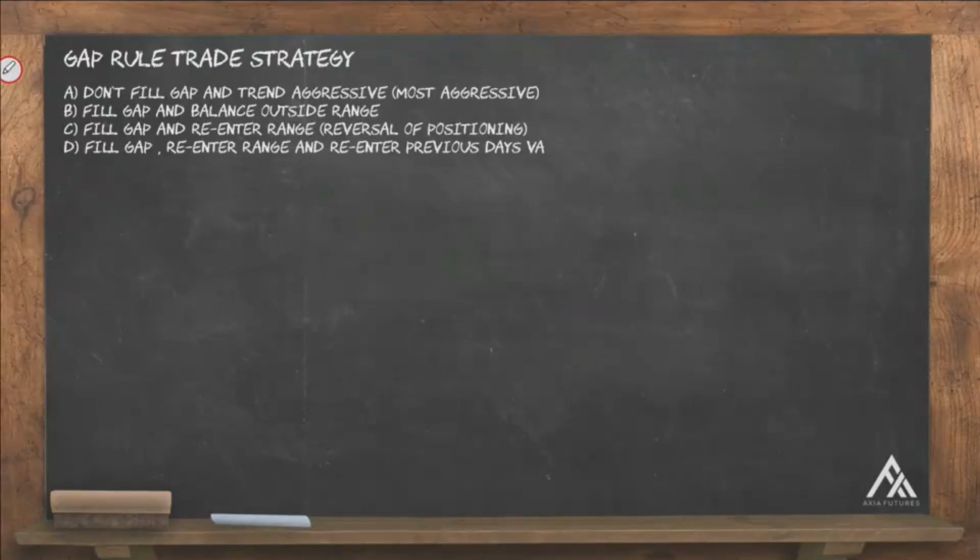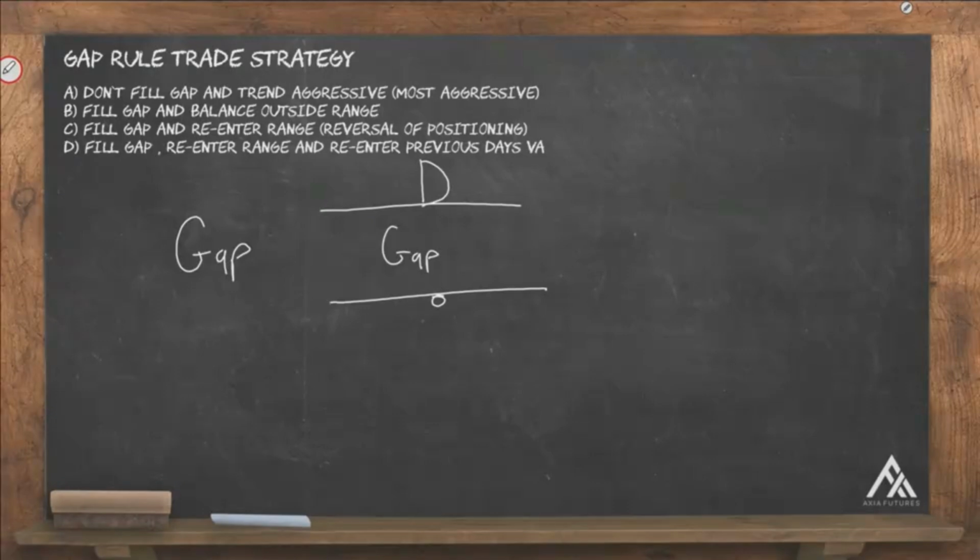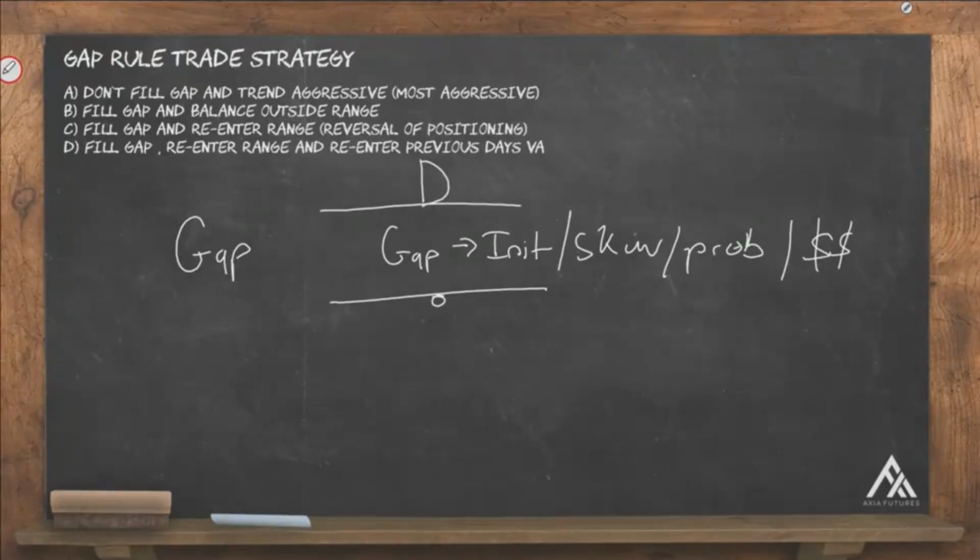Okay? We want to interpret whether or not the gap holds. Now, as a rule of thumb, always remember, if the gap holds in the market, so let's say that's our previous day's low, and let's say this is the previous day's opening price. Now, this gap effectively tells us there's initiative, or potential for initiative, or skew, or probability. So straight away, you should see gap, you should see something like maybe dollar signs, because that's what a gap means. A gap means there is potential for opportunity and probability in the market.